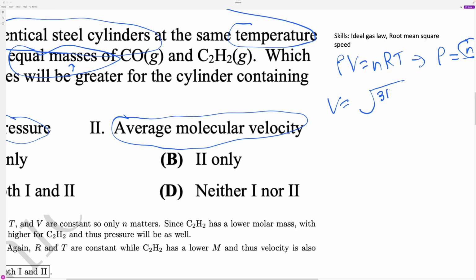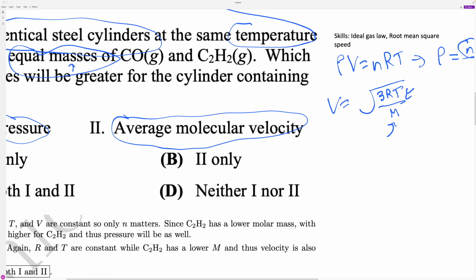Now for average molecular velocity, you've got to know the root mean square speed equation, which is v equals the square root of 3RT over M. Like I mentioned earlier, this R and T are going to be constant, so we're only looking at the M. And also, like I mentioned earlier, C2H2 has a lower molar mass. But since this time it's in the denominator, this is going to make the v bigger.